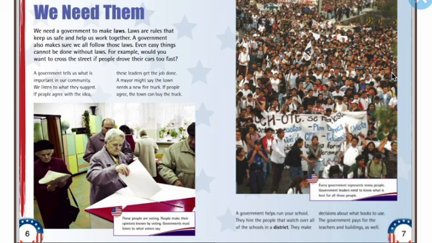Government helps to protect and to run our school. They also hire the people that watch over all the schools in the district. They make decisions about what books to use. The government pays for teachers and the buildings as well. And that's paid for from your local community.